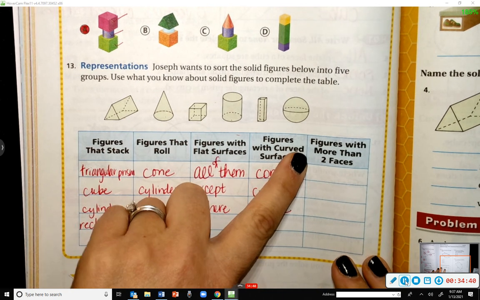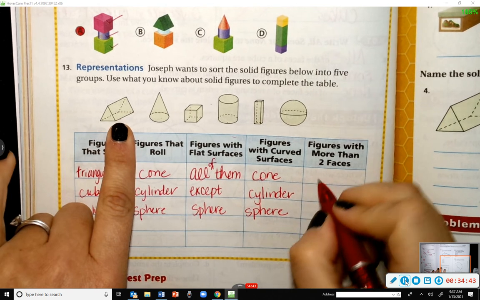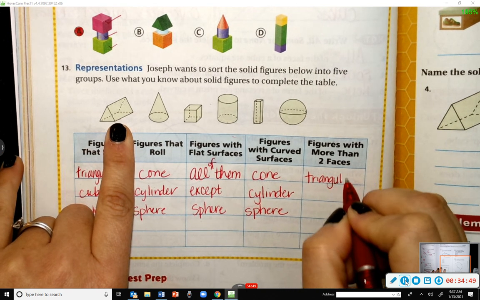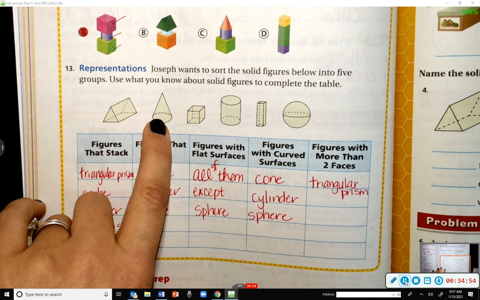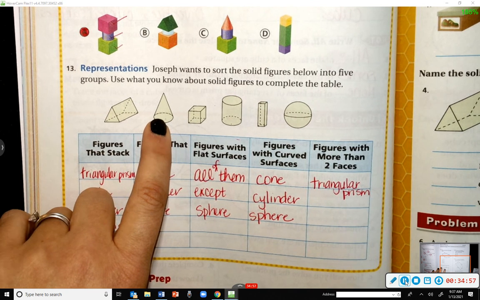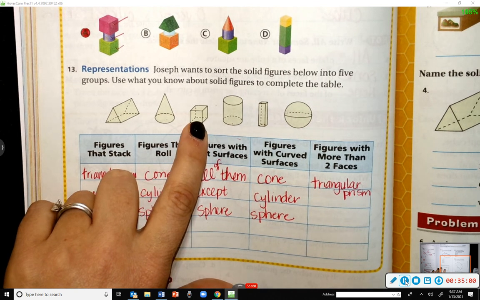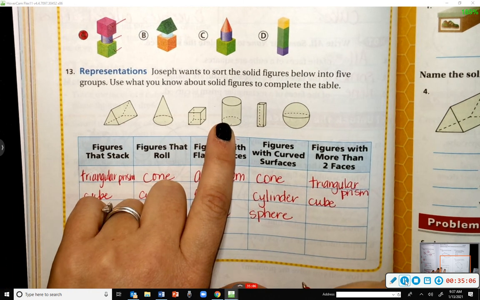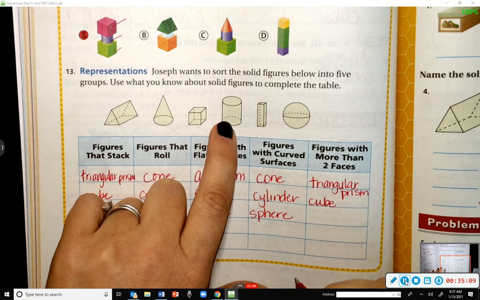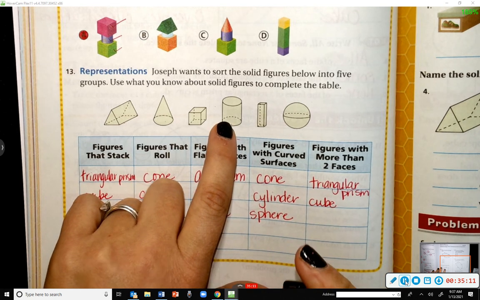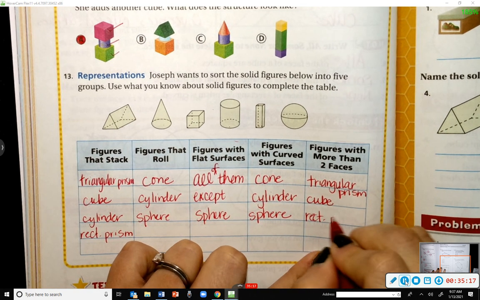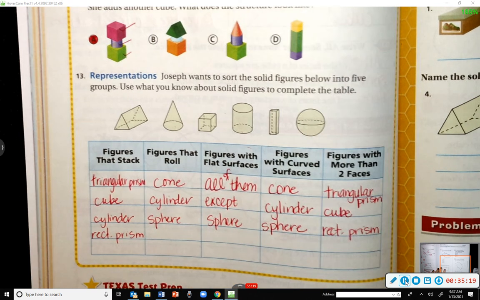Figures with more than two faces, does this one? What do we call that? Triangular prism. Does this have more than two? No, it only has one. The cube? Yes. The cylinder? More than 2? No, it only has 2, the top and the bottom. Rectangular prism? Yes. Sphere? No. Okay, and the last one.